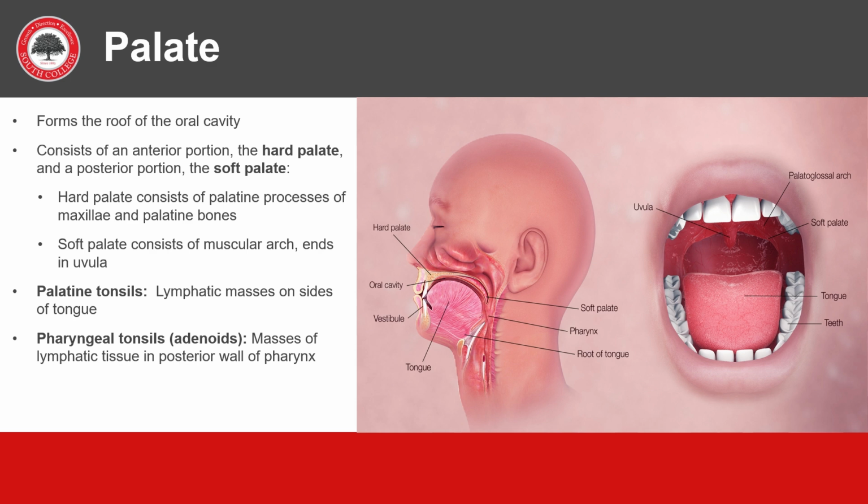The palatine tonsils are lymphatic tissue bilaterally. The pharyngeal tonsils are the larger masses of lymphatic tissue along the posterior wall. These two sets of tonsils are the ones that are removed during tonsillectomy.